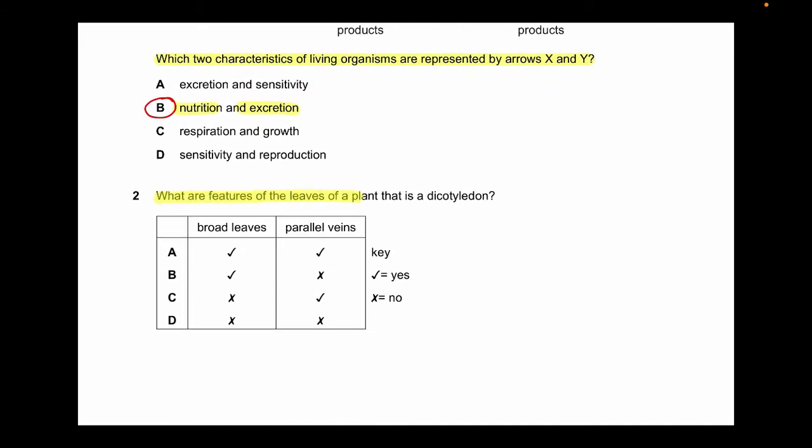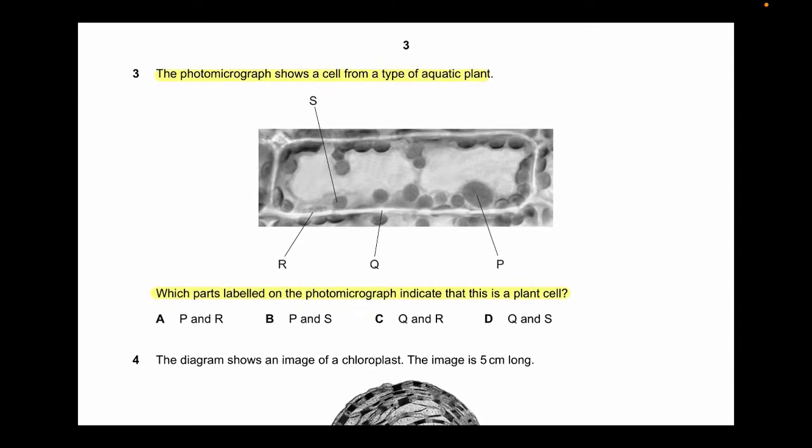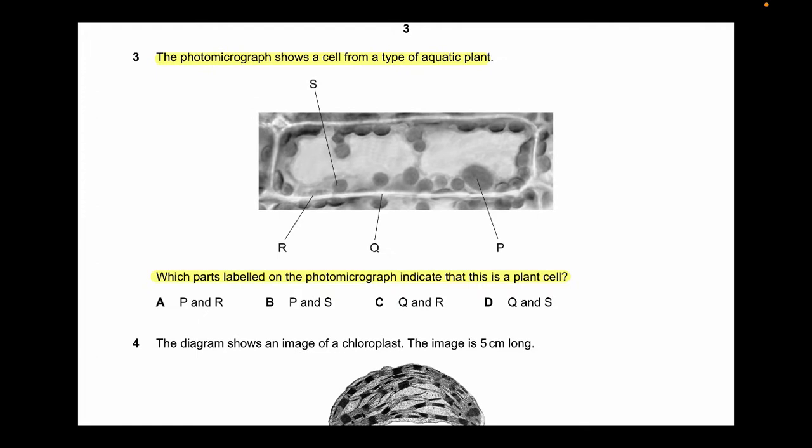What are features of leaves of a plant with dicotyledon? Guys, we know that dicotyledon plants have broad leaves and parallel veins. So option A is the correct answer. The photomicrograph shows a cell from a type of aquatic plant. Which parts labeled on the photomicrograph indicate that this is a plant cell? So we can see a plant cell contains chloroplasts, so S, and Q is basically the cell wall. So Q and S, option D is the correct answer.